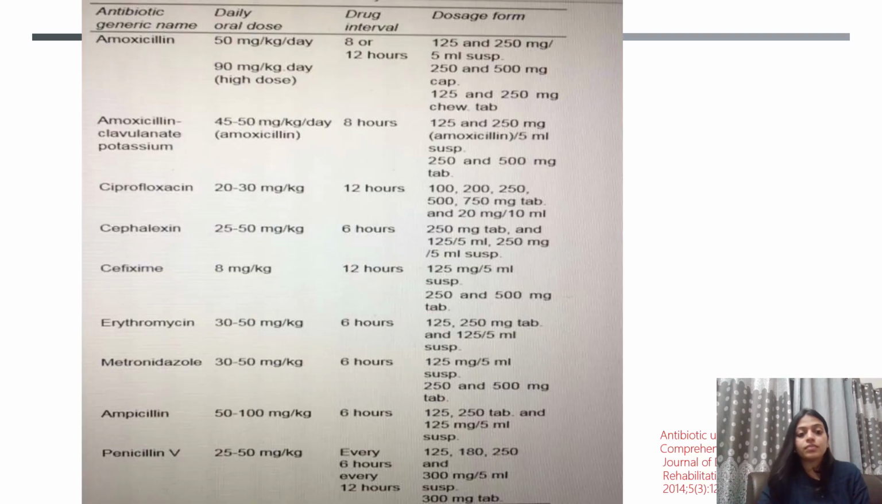Okay. This is just in brief. This is a summary of what all we read just now. The dosages of the commonly used drugs: amoxicillin 50 milligram per kg per day, 8 or 12 hourly, and the dosage form in which it is available. Okay, so it is for all the drugs. You can brush up just by looking at this table. Okay, so all the drugs just now what we discussed is summarized in this table.